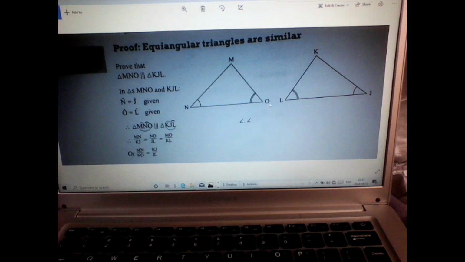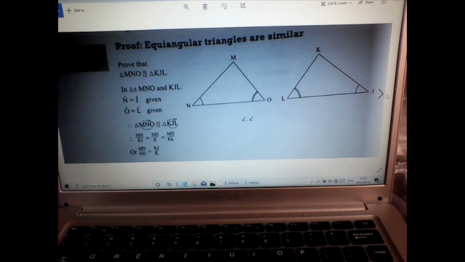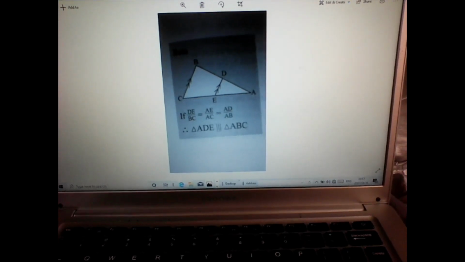So you need to be able to do that, and you also need to be able to prove that triangles with sides in proportion are similar, like the examples shown on the screen. You need to be able to do that, learners, so practice that.